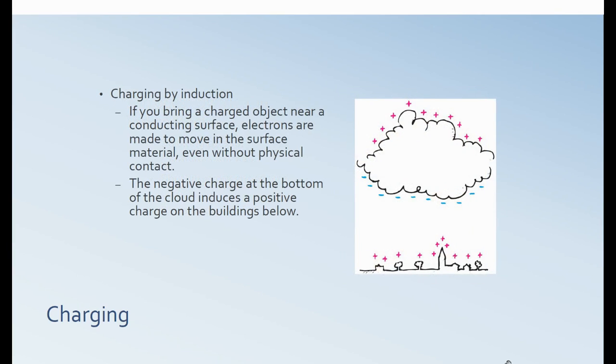We can also get charging by induction, and this is when objects aren't really touching each other, but we bring a charged object near a conducting surface, and then in that surface, the electrons can be made to move in response to that charged object. So this happens, say, in thunderstorms when we have charges separating in clouds. Positive charges build up at the top of the cloud, and negative charges build up at the bottom of the cloud. And as those negative charges build up in the bottom of the cloud, they create a positive charge on the buildings and structures below.